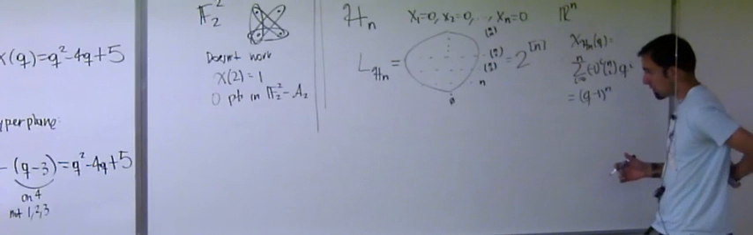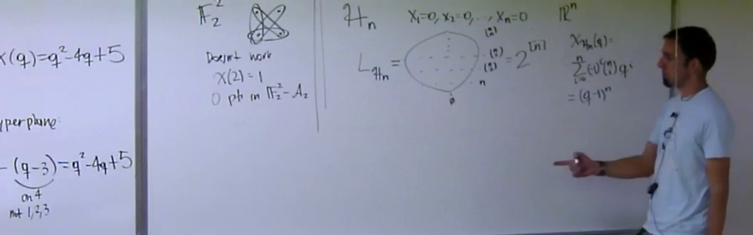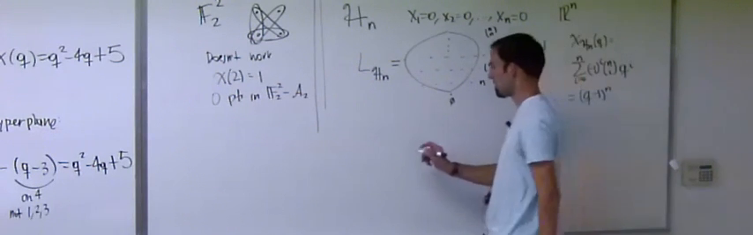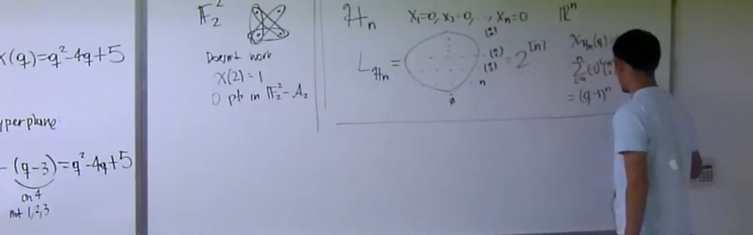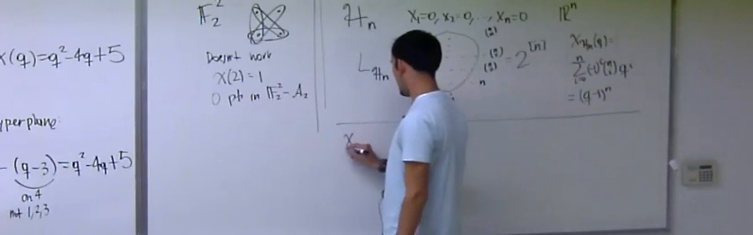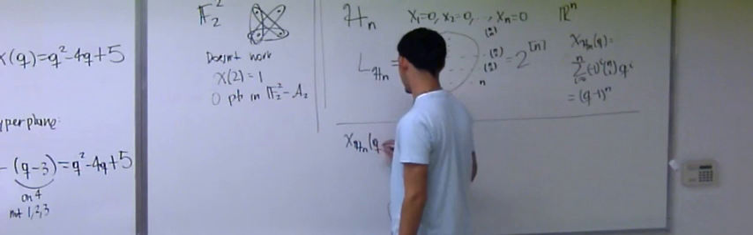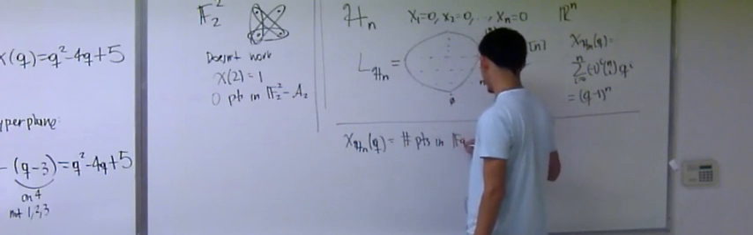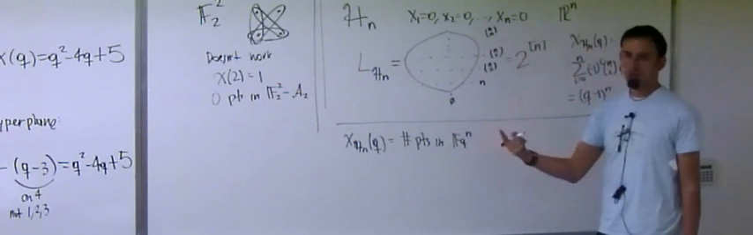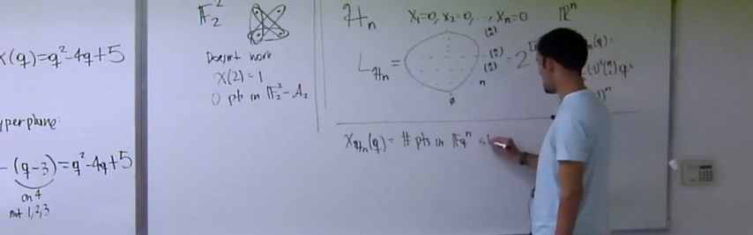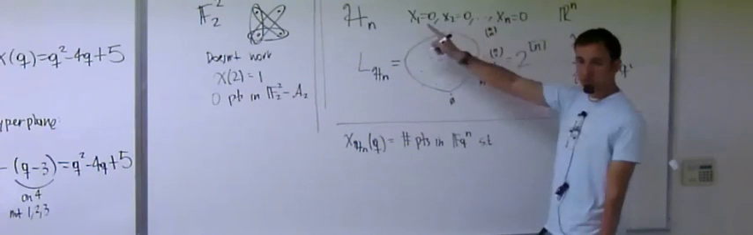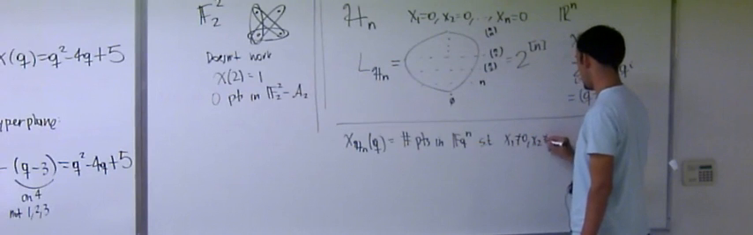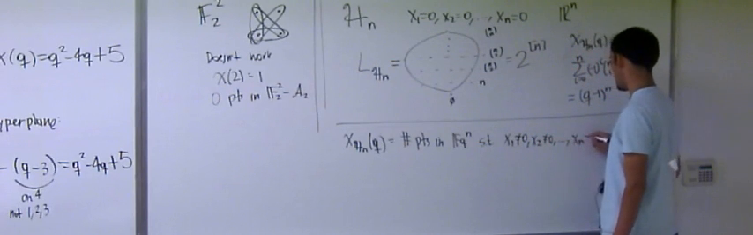Okay. But let's see how to do it using the finite field method. The finite field method says these are the points in F_q to the n that are on none of these hyperplanes. That means that they don't satisfy any of these equations. That means that the first coordinate is not 0, the second coordinate is not 0, the last coordinate is not 0.